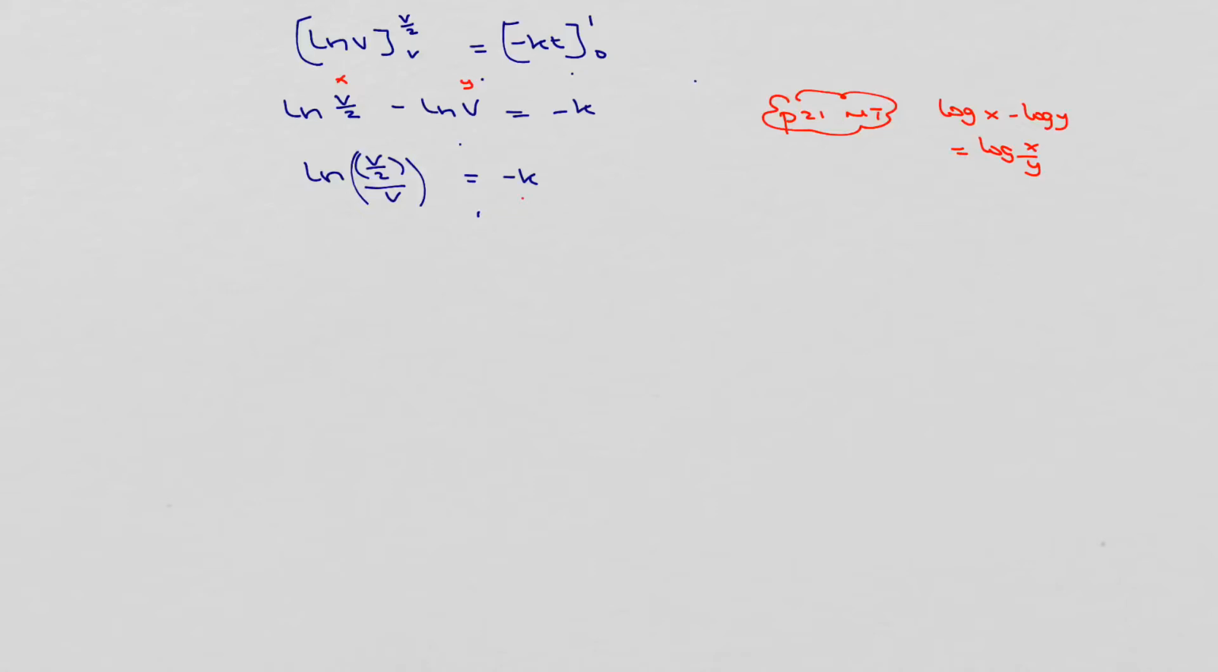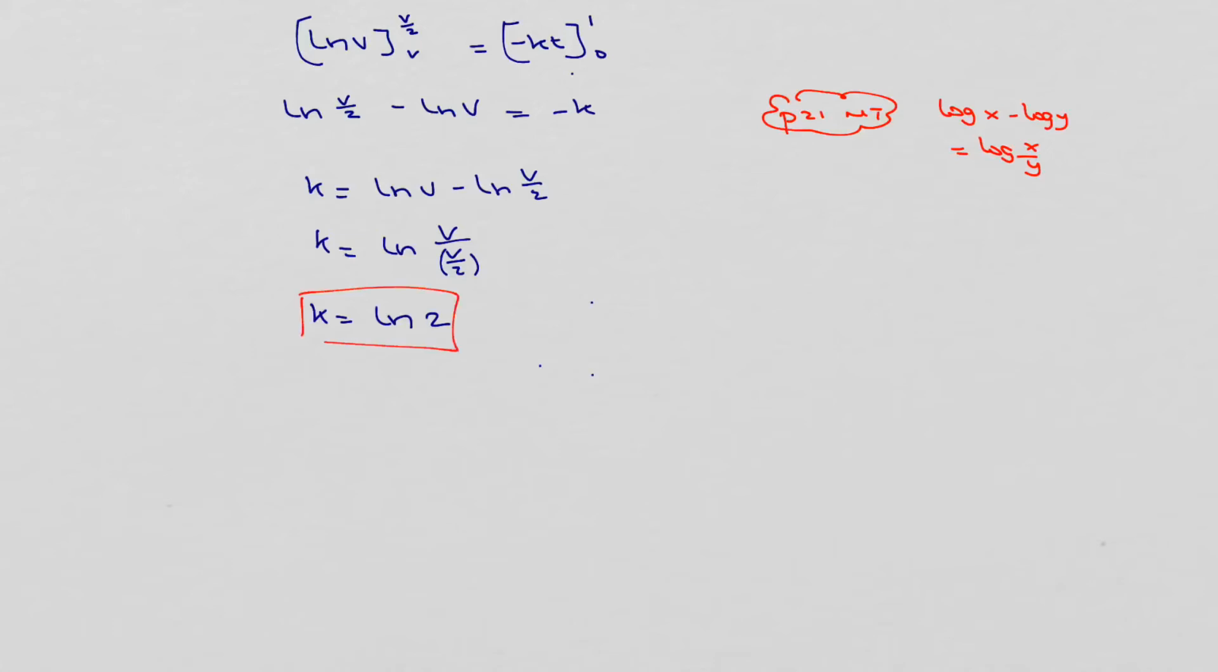Actually, I'm just going to go back there and multiply everything across by minus 1 first. It's easier. Multiply across by minus 1 because we're looking for K on its own. So we have K is equal to natural log of V minus natural log of V over 2, before I apply my log rule. And now I have natural log of V divided by V over 2. And of course, if I'm dividing by a fraction, I turn it upside down and multiply, which just gives me natural log of 2. So now we know what K is.